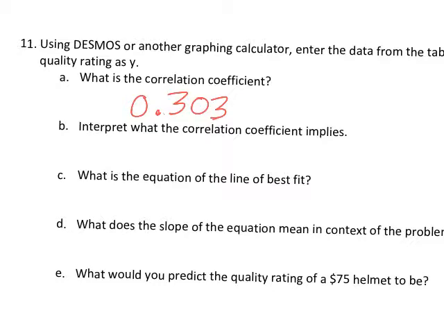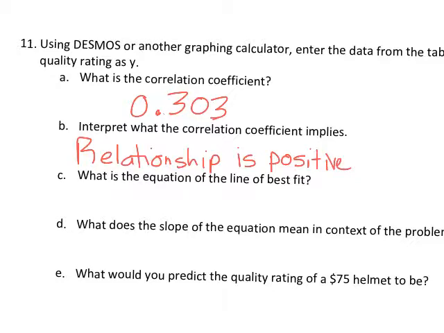Okay, is it a positive relationship or negative? Positive, right? Because it's a positive number, so the relationship is positive. And then is it a weak or strong relationship? It's pretty weak, right? Because it's closer to 0 than it is to 1. Or if you wanted to put it a little more eloquently, you could say it's a weak positive relationship.